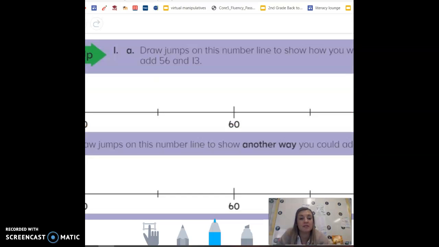So here's what your stepping stones looks like today. You're drawing jumps in the number line to show how you would add 56 and 13. Okay, so if I know that that's 55, 56 is going to be right next to it. And now I need to add on 13. Now you're going to show me another way. You can't start with 13 to show me the other way because our number line starts at 50. So maybe instead of adding on a 10 and a 3, how else could you add on to show 56 plus 13?